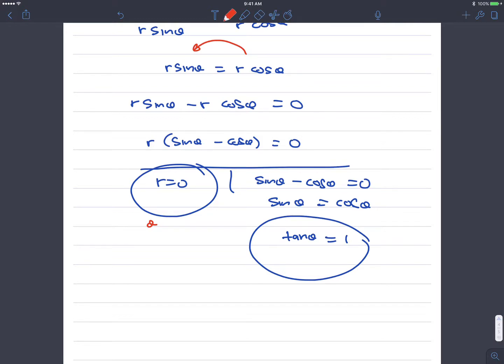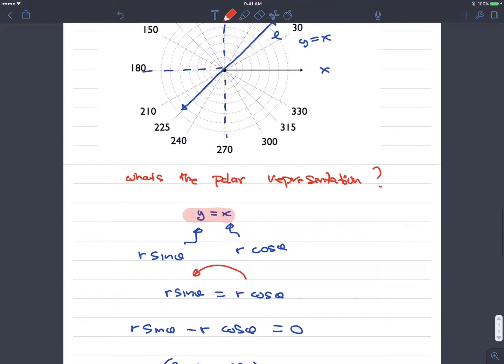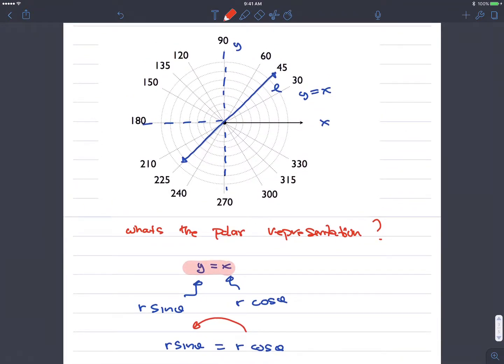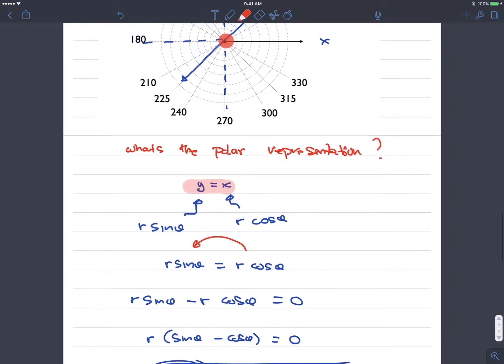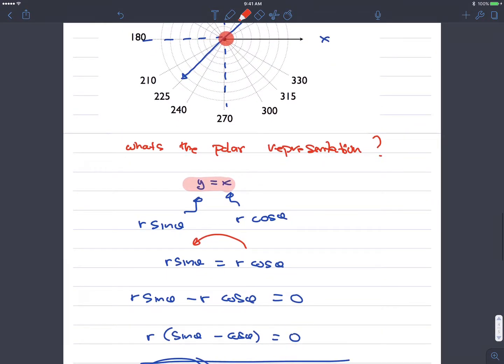You can have any theta value. And what do you think we're talking about if we have any theta value? You're talking about really this point right here, the origin or the pole. Now, that's kind of a trivial solution.